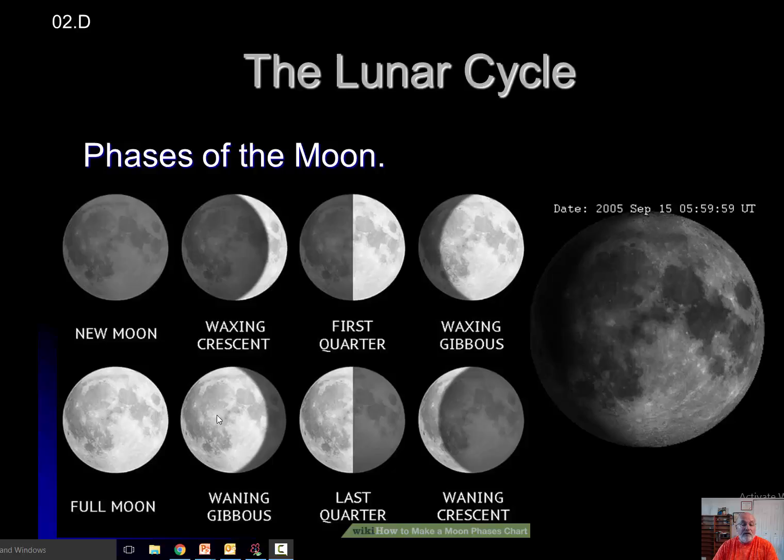And then we have the waning side on this one, and you can see the right side is getting larger but darker, and the lit side is getting smaller. Waning actually means to get smaller. Waxing means to get bigger.